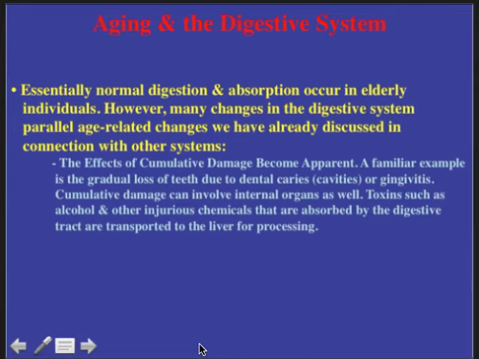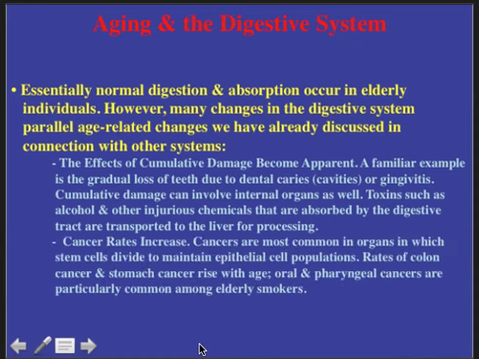A familiar example is the gradual loss of teeth due to dental caries. These are cavities, or to gingivitis. It can also involve internal organs. Toxins such as alcohol and toxic chemicals absorbed by the GI are transported to the liver. Cancer rates increase. They're most common in organs in which stem cells divide to maintain epithelial cell populations.